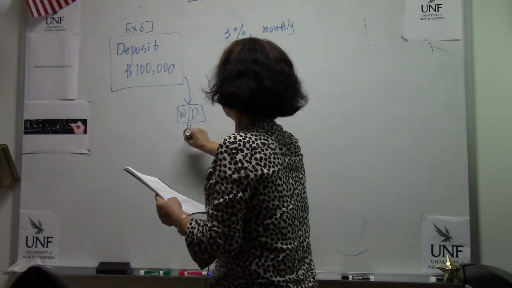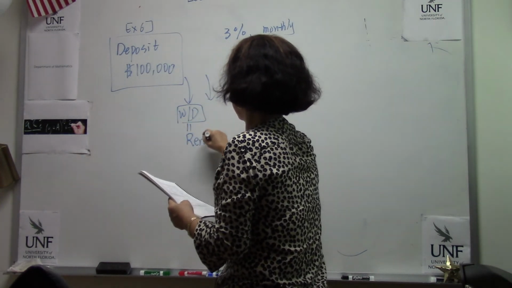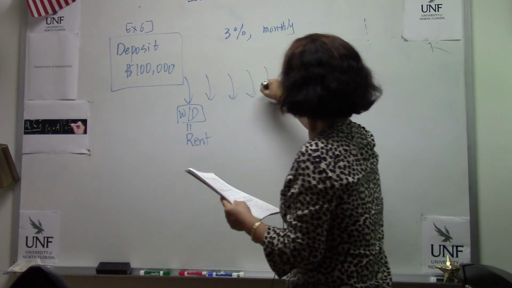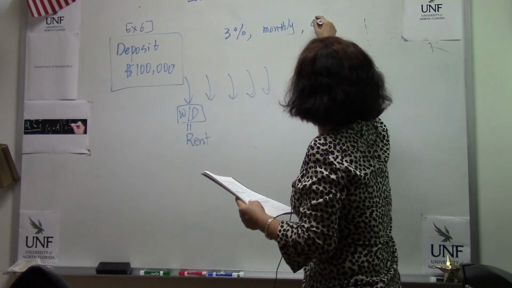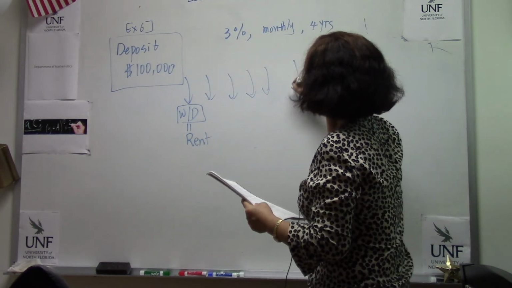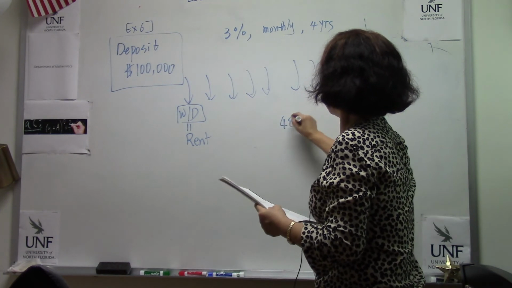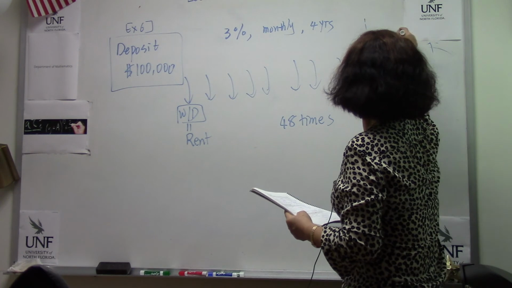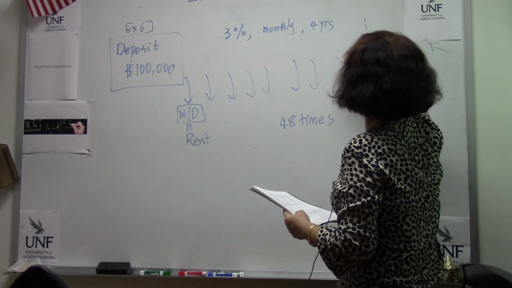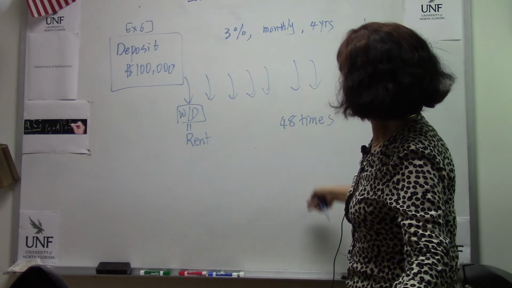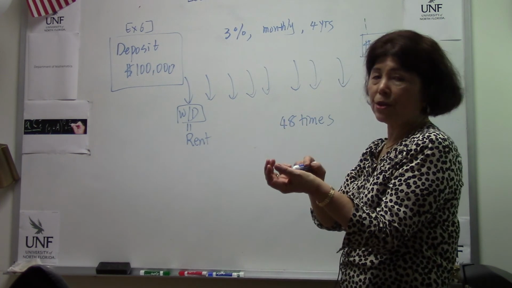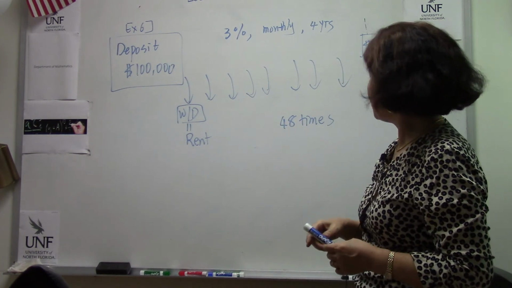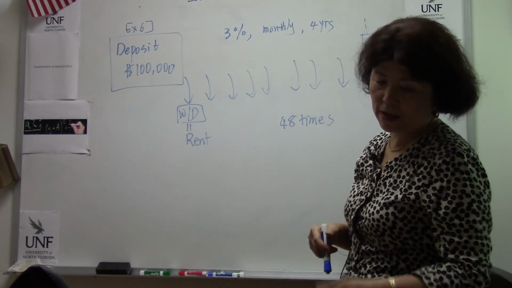So of course we call this one what? Rent. Okay? Withdraw how many times? Monthly for 4 years, so you are going to withdraw 48 times, so that at the end, the balance is going to be 0. Okay? So how much money can you withdraw each month? That's the concept.